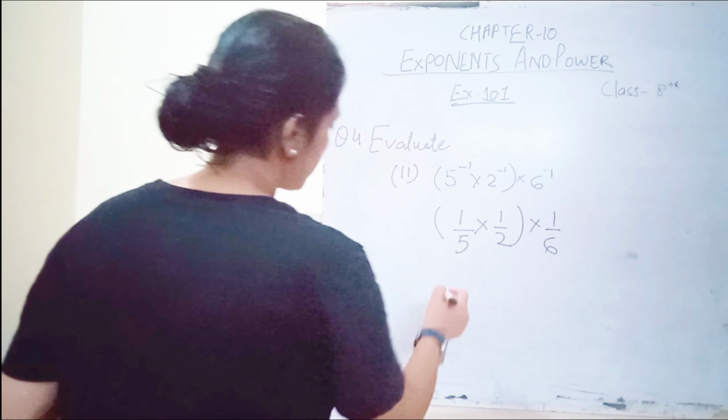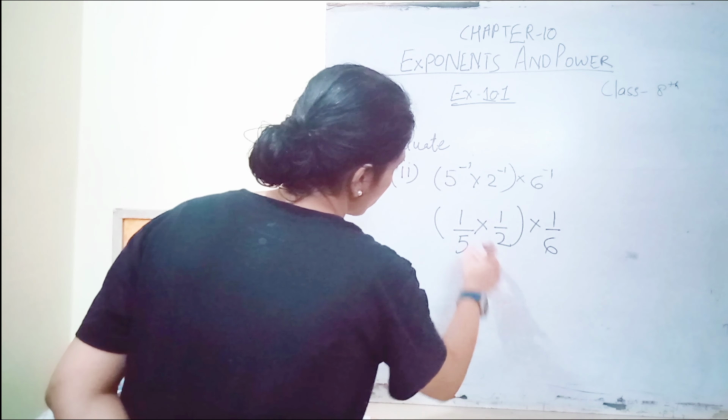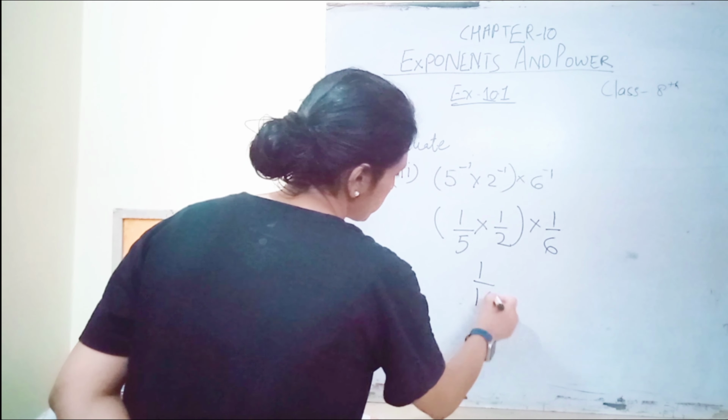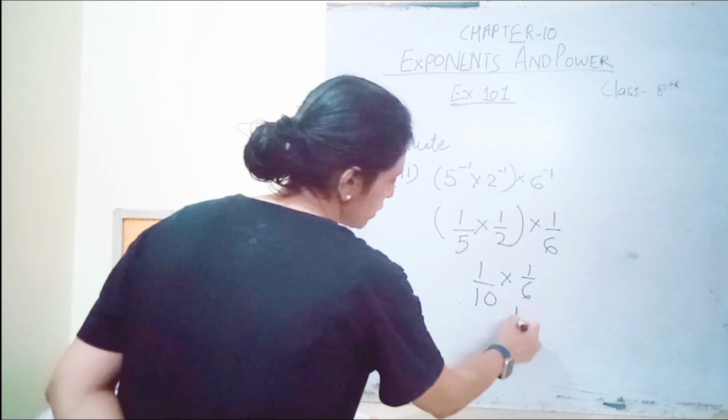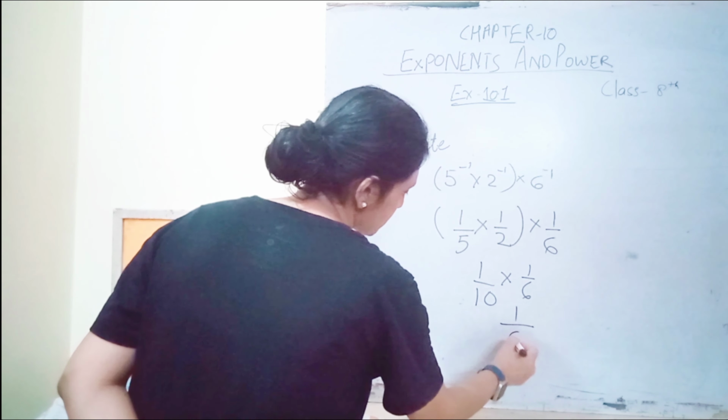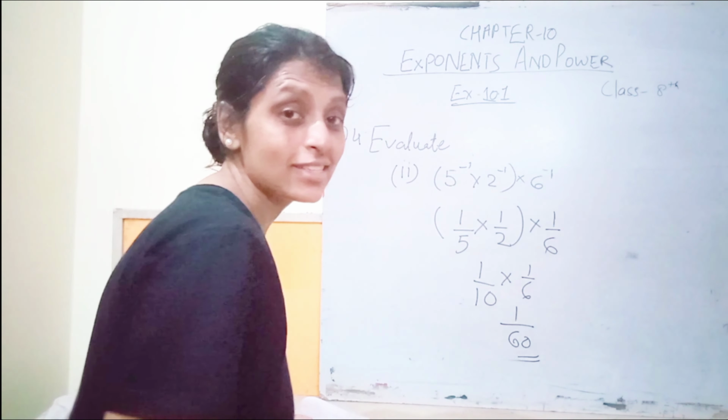Okay, now 1 multiplied by 1, 5 2s are 10 into 1 by 6. 1 1s are 1 and 10 6s are 60. Isn't it so simple?